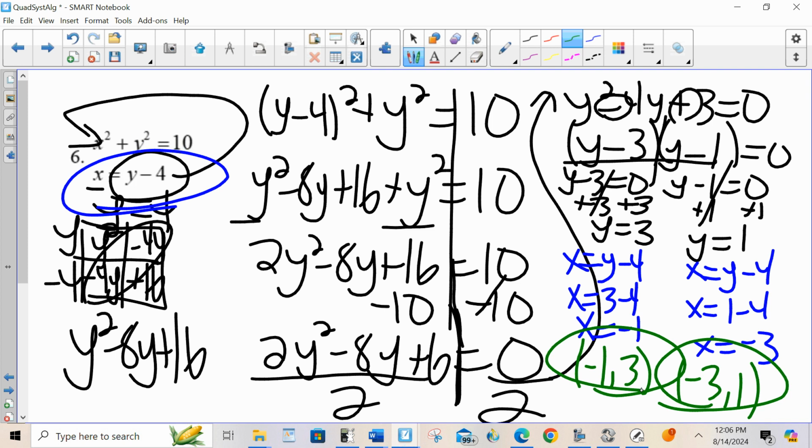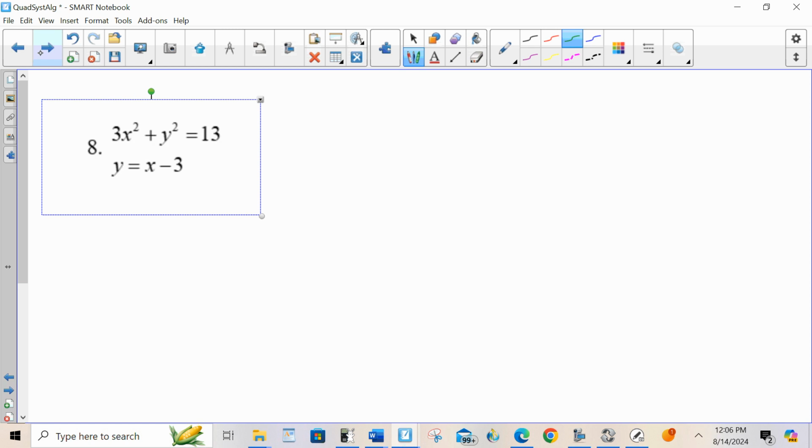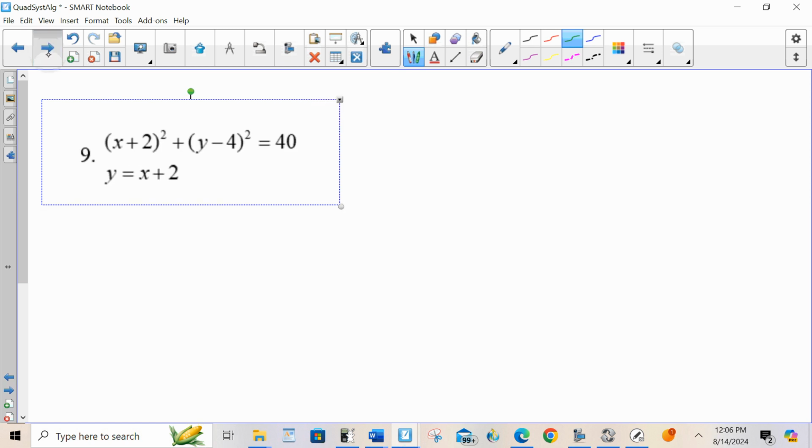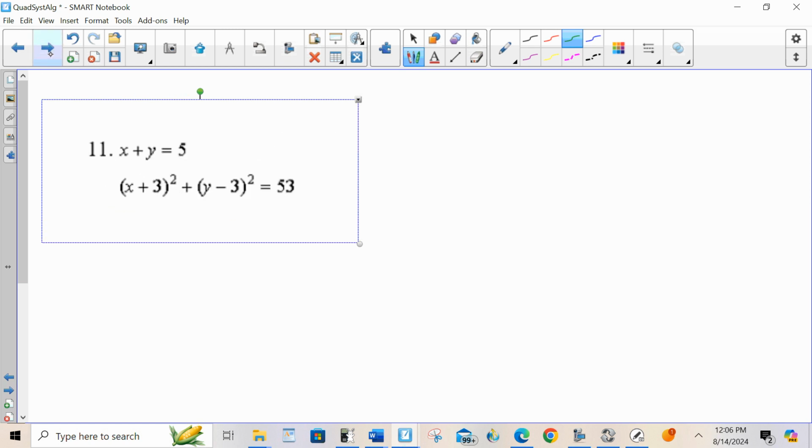So again, I substitute one equation into the other. I solve the equation. Once I get my answer, I substitute it in to find the others. I really don't think there's anything more I need to do with you. That's the gist. That's what you need to be able to do. And I guess we can go over one more. Let's do number 11. And then this will be our last one.